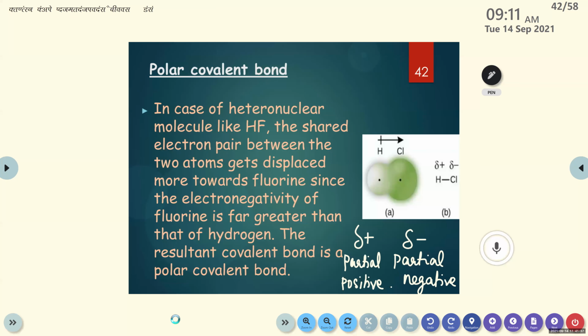Ma'am, what do you mean by heteronuclear molecules? Different atoms combined together to form a molecule. Hetero means different. In the case of the previous one, it is considered a homonuclear molecule because it has two same atoms, two hydrogen atoms or two chlorine atoms or two fluorine atoms. Here, different atoms, hydrogen and chlorine. That's why it is known as a heteronuclear molecule.